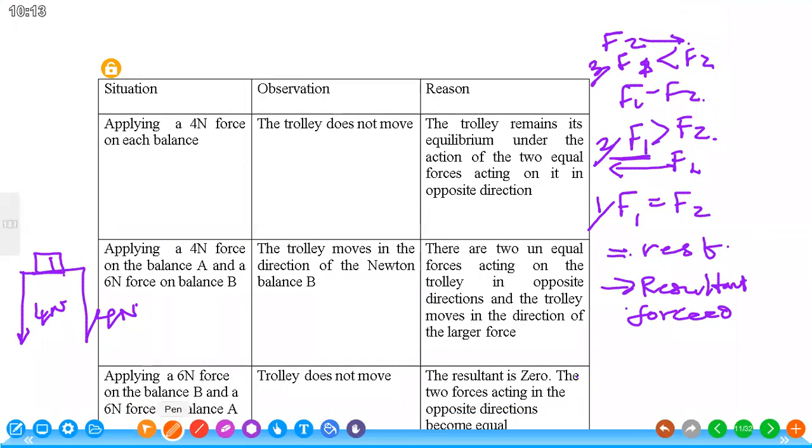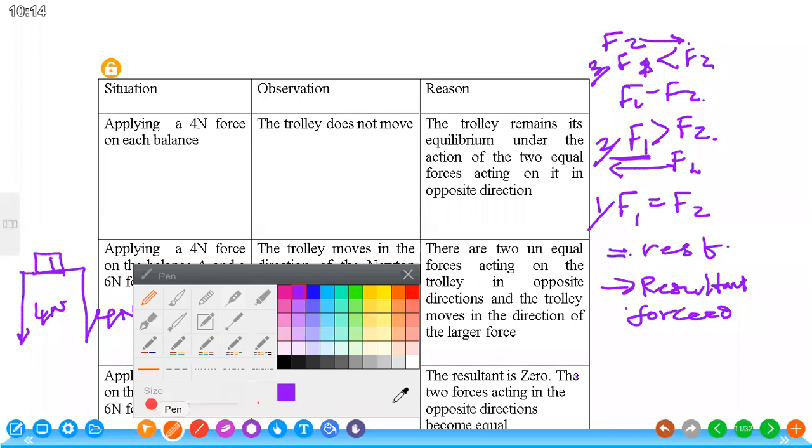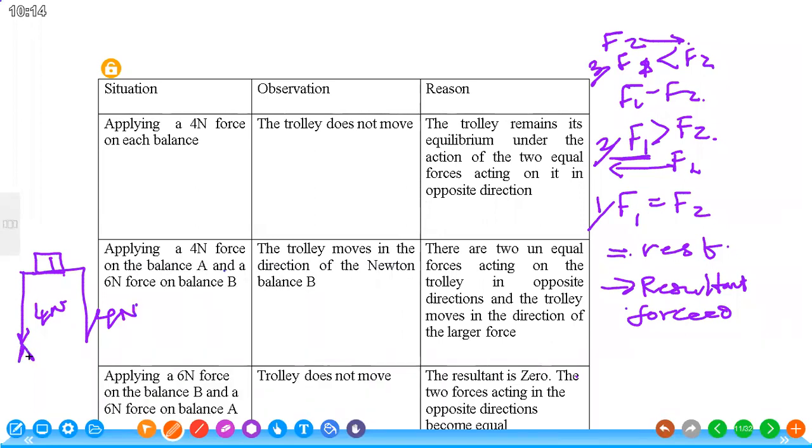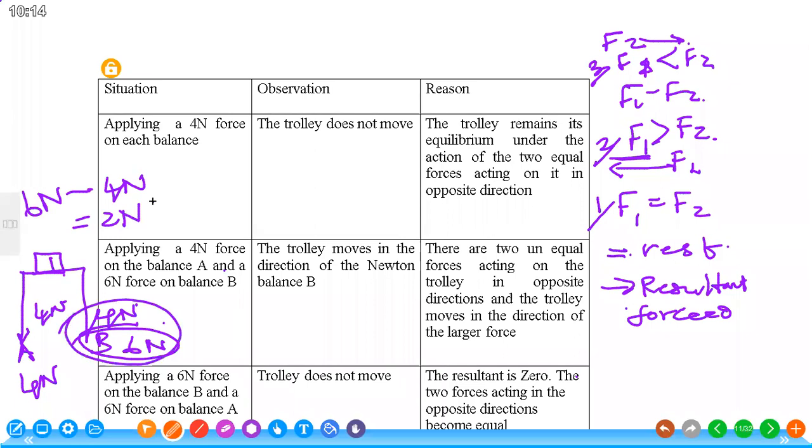And the reason is also important. The trolley remains in equilibrium under the action of two equal forces acting in opposite directions. The second one: applying 4 Newton on balance A and 6 Newton on balance B. Balance B has the higher force, so the resultant force is 6 Newton minus 4 Newton, which is equal to 2 Newton. So the trolley moves in the direction of balance B. The reason is that two unequal forces act on the trolley in opposite directions, and the trolley moves in the direction of the larger force.